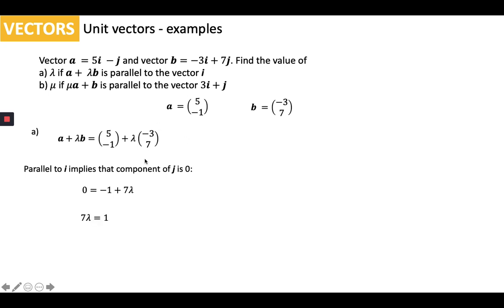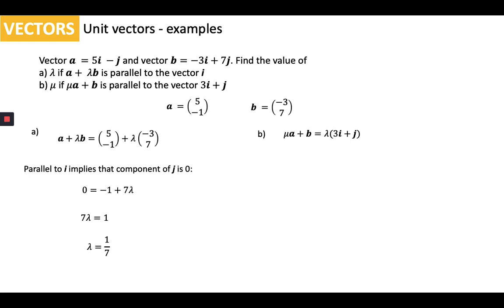And then I've just got a relatively simple equation to solve. So here in this case, lambda is 1/7. Okay. This is kind of a special case with parallel, when it says that it's parallel to i or parallel to j. If it's parallel to i or parallel to j, it means that either the j or the i component will have a coefficient of 0, and you can use that special case.